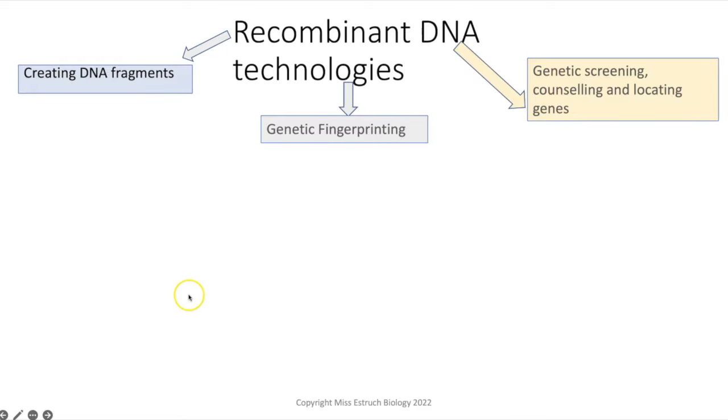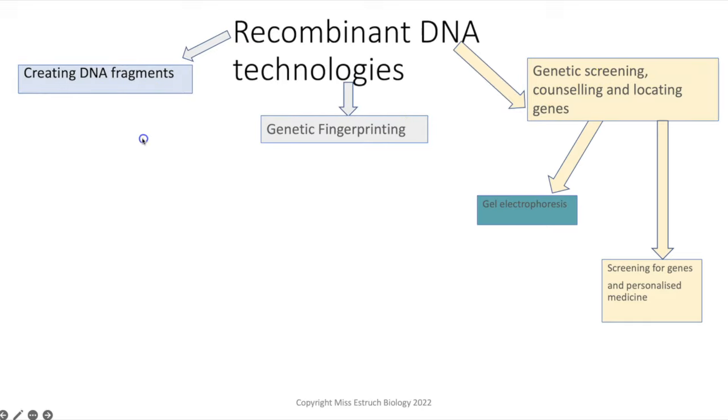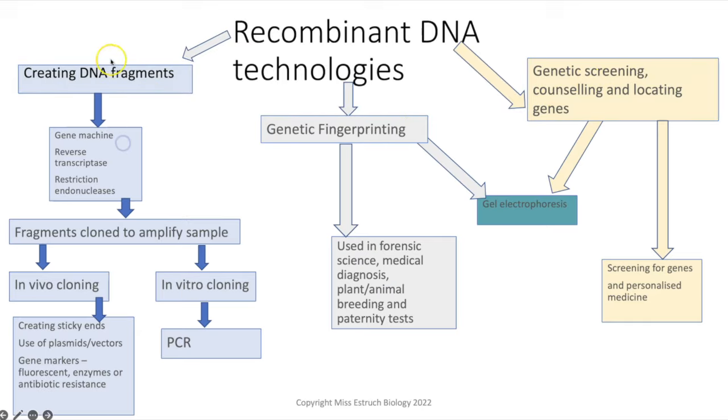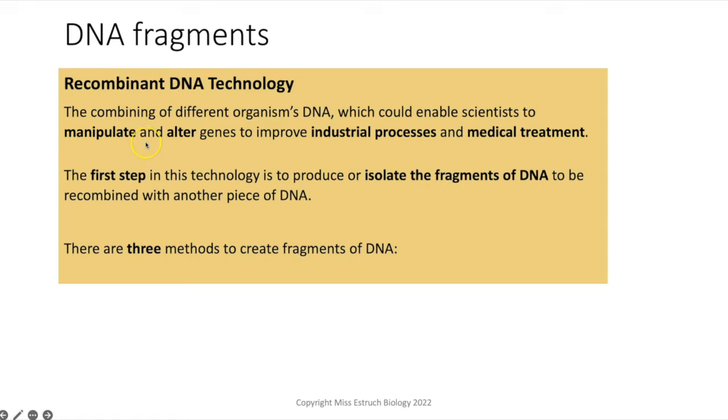So this is just a summary here of some recombinant DNA technologies: creating DNA fragments, genetic fingerprinting, and genetic counselling. And we're going to be looking at this branch first of all, how you can create DNA fragments to do genetic engineering, because all of this bit here in the blue is genetic engineering. So DNA fragments: the first step in this recombinant DNA technology is to isolate the fragment of DNA that you want to insert into the DNA of another organism.